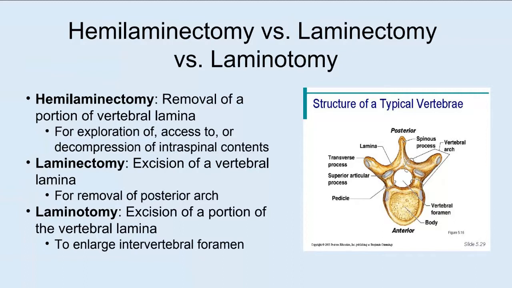A hemilaminectomy is for exploration of access to or decompression of the intraspinal contents. A laminectomy is excision of a vertebral lamina. And that's this one here. A laminotomy is excision of a portion of the lamina to enlarge the foramen. So this can get narrowed by overgrowth of bone and needs to be enlarged. And laminotomy is that, but it's all dealing with the lamina.